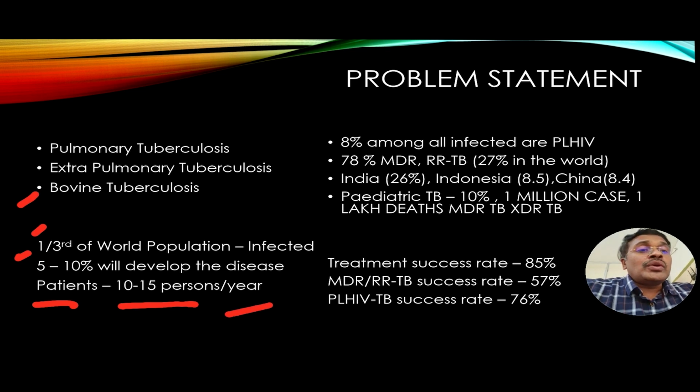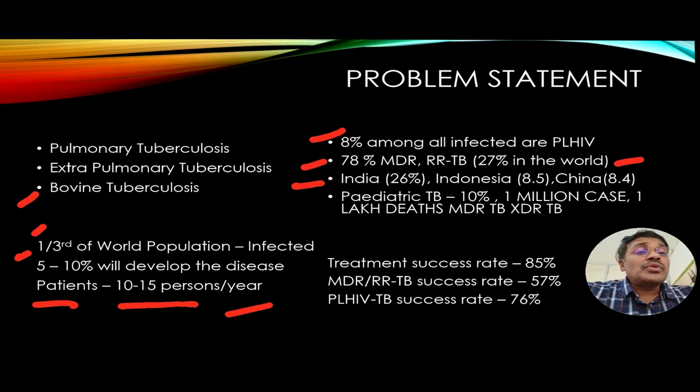And with respect to other parameters, 8% of all tuberculosis patients are people living with HIV/AIDS. 78% of tuberculosis patients in India belong to multi-drug resistance. This is a worrisome factor, whereas the world average is 27%. If you compare with the world, it is 27% multi-drug resistant, but in India, it is 78% multi-drug resistant. And it is otherwise called rifampicin resistant tuberculosis.